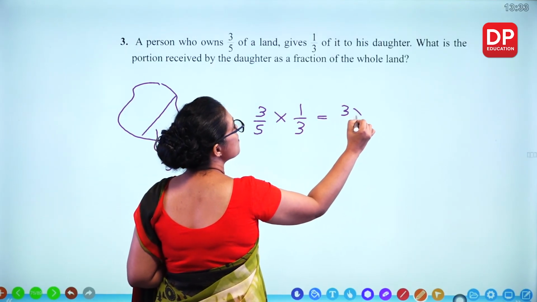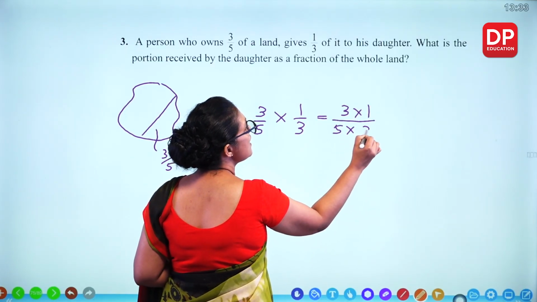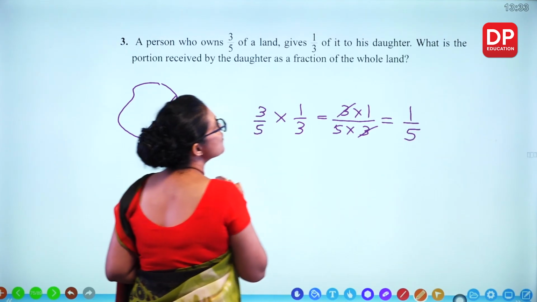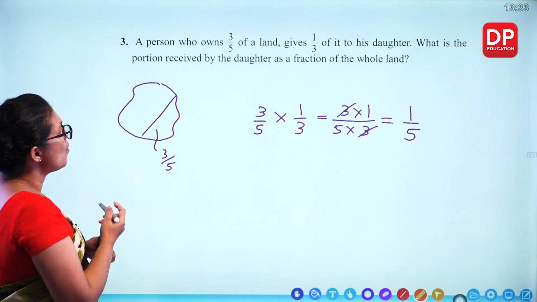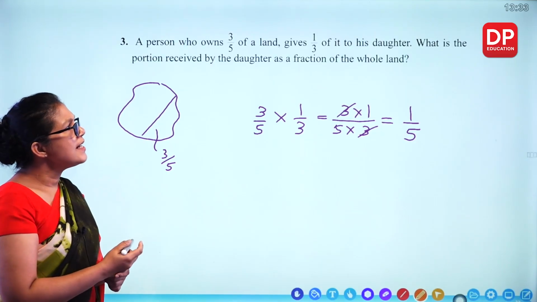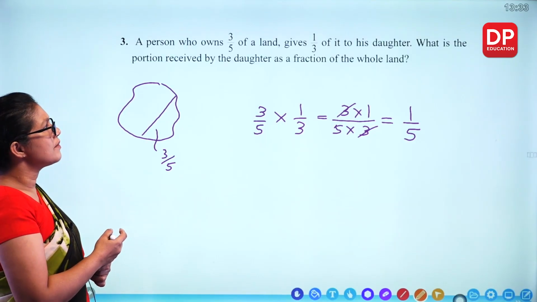That means 3 times 1 over 5 times 3. 3 get cancelled out. You get 1/5. So what's the fraction as a whole? Part. 1/5 of the land given to his daughter.